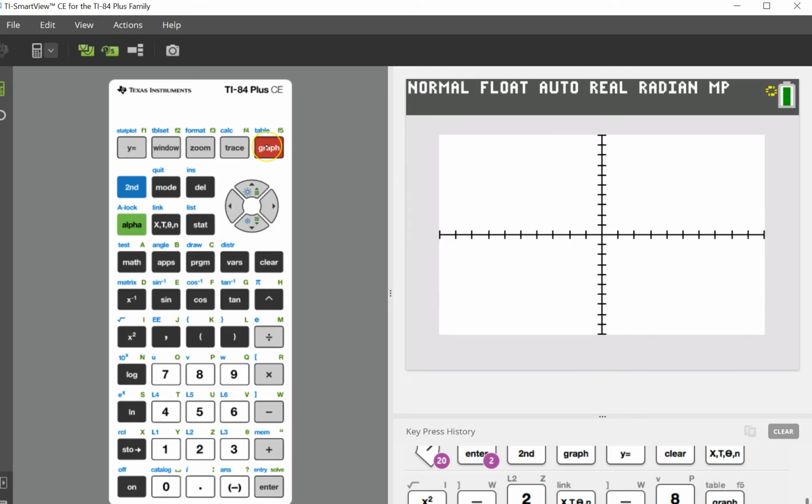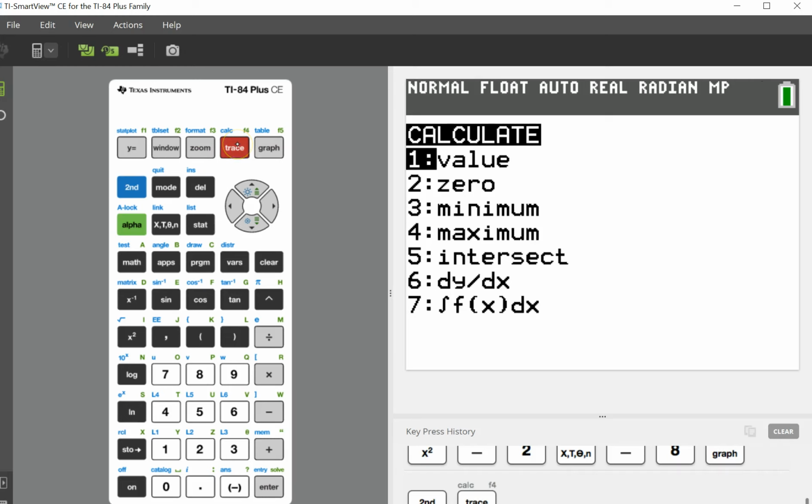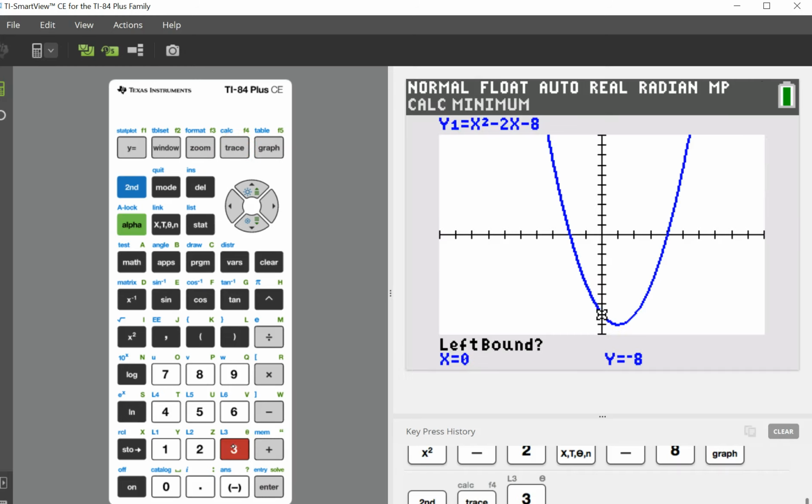So if I go to graph, I can see my graph. The vertex is here at the bottom, so it's the minimum. We're going to do second, trace, and choose 3, minimum. I notice my cursor is already left bound. I'm going to press enter. I'm going to now move my cursor right bound, press enter, and on guess, press enter. So a 0.99999 is going to round to the whole number 1. And for my y value, it's -9. So my vertex here is going to be a 1, -9.